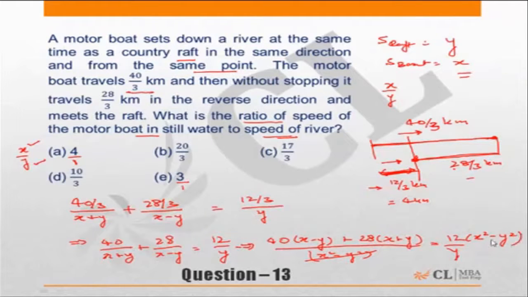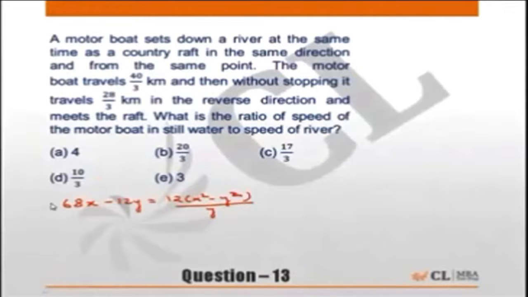Okay. Now, which effectively will give you an equation: 40x plus 28x is 68x, minus 40y plus 28y, which makes it minus 12y, is equal to 12 into x square minus y square upon y. Let me just erase the slide and create some space for working. So this is the equation which we had.